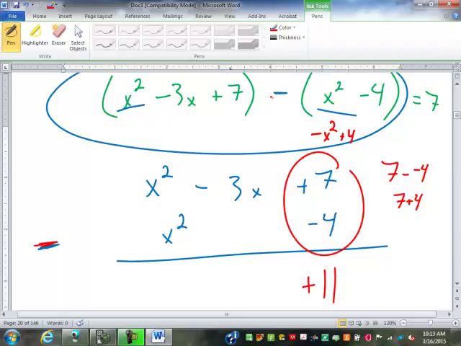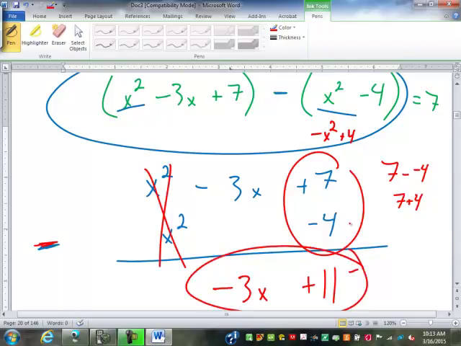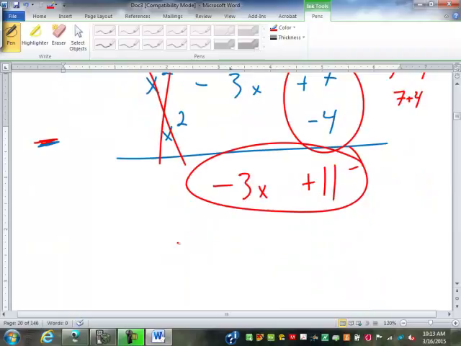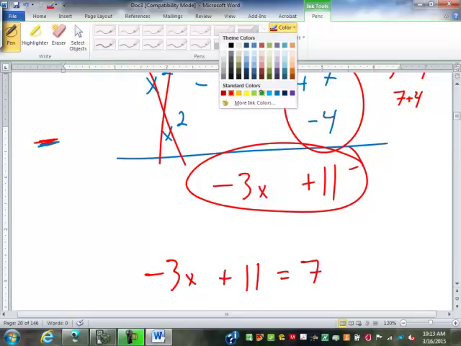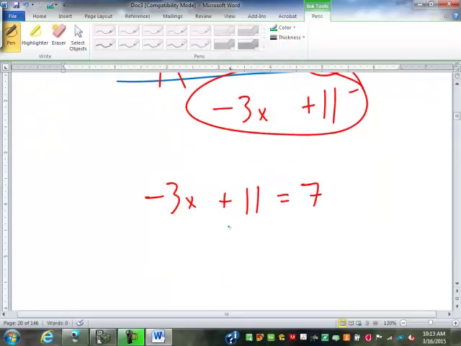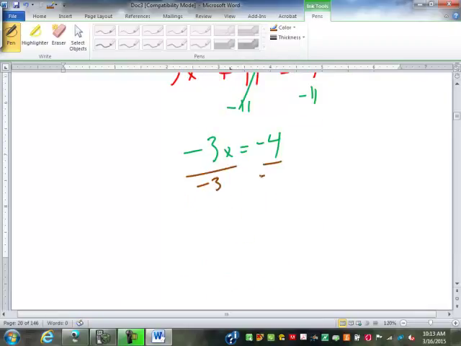So now we've got negative 3x and nothing. Well, this is still going to be negative 3x. x squared minus x squared cancels out. So what we have here is negative 3x plus 11 equals 7. Then what? So subtracting 11, negative 3x equals negative 4. Divided by negative 3, negative 4 divided by negative 3 is a positive 1 1/3, or 1.33333.